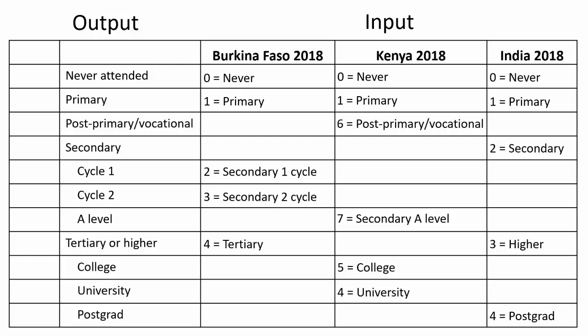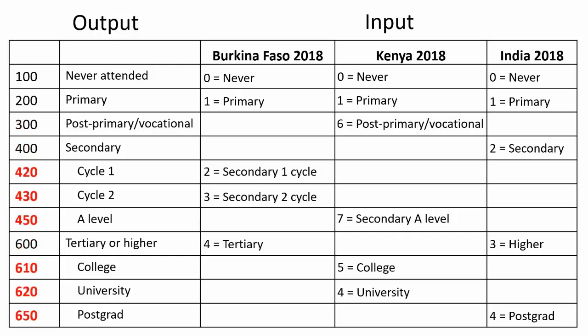Never attended and primary education groups are comparable. We assign all never attended to 100 and all primary to 200. Only Kenya has a post-primary/vocational group, so that will go between primary and secondary. We then create general groups of secondary and tertiary or higher.